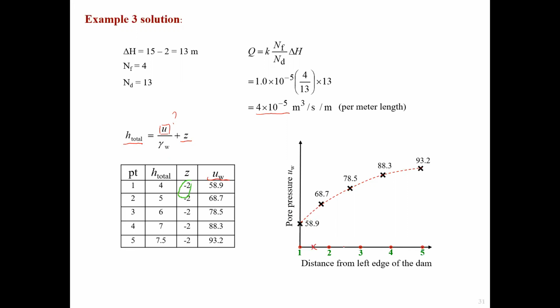If you add another one, this point obviously will be here, here, here. So it will be a smoother curve if you add more points, but the general trend will be the same.